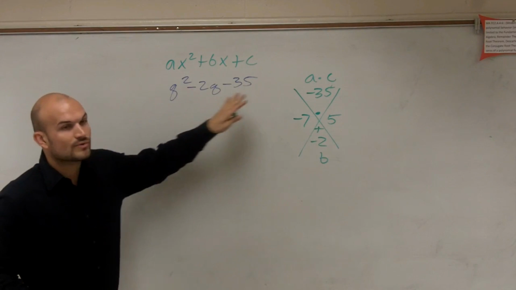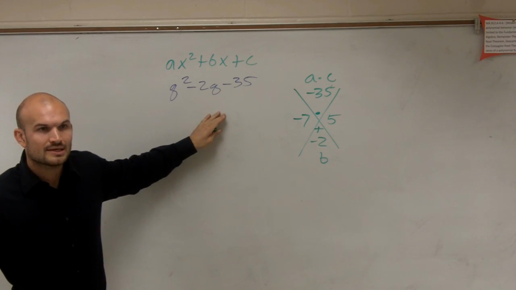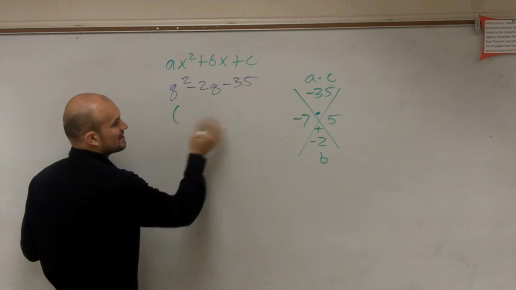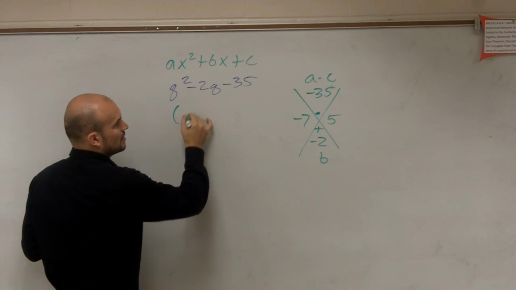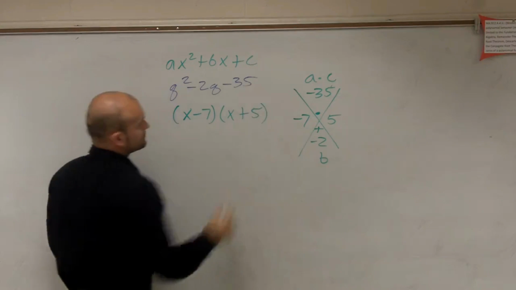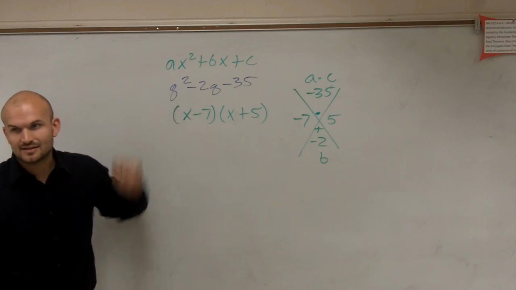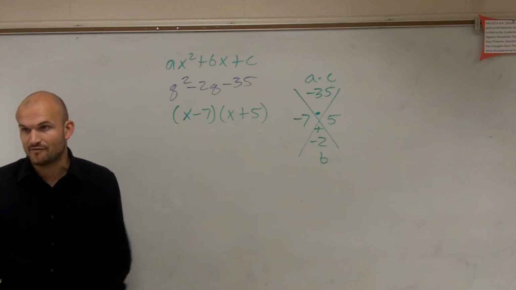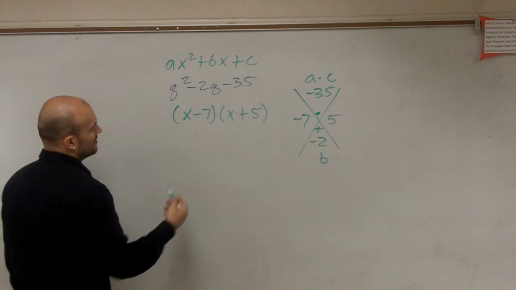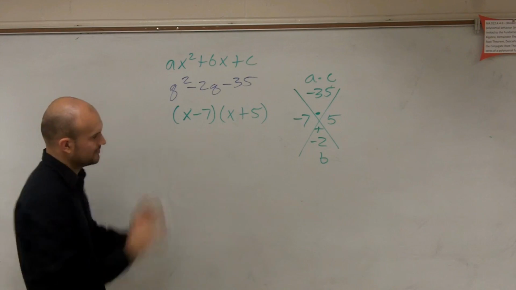Therefore, I can rewrite this polynomial as a product of two binomials, which is x minus 7 times x plus 5. This is exactly the same statement. It's just written in a different format, right? It's like me doing this. Well, we'll go through it in a second.